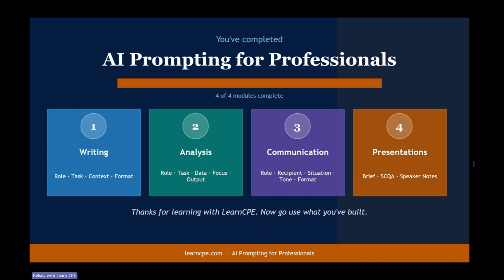Congratulations, you've completed AI Prompting for Professionals. Over 4 modules, you've built a complete toolkit for using AI in your professional work. Writing, analysis, communication, presentations, you now have a framework for each. The most important thing you can do next is to use them. Start with a scenario that comes up most often at work. Build one prompt using the framework. Refine it, make it yours. The professionals who get the most out of AI aren't the ones who know the most about it. They're the ones who practice.